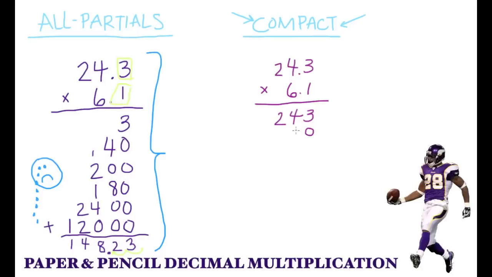6 times 3 is 18. Now I put down the 8 and carry the 1. 6 times 4 is 24, plus 1 is 25. Put down the 5, carry the 2. 6 times 2 is 12, plus 2 is 14.